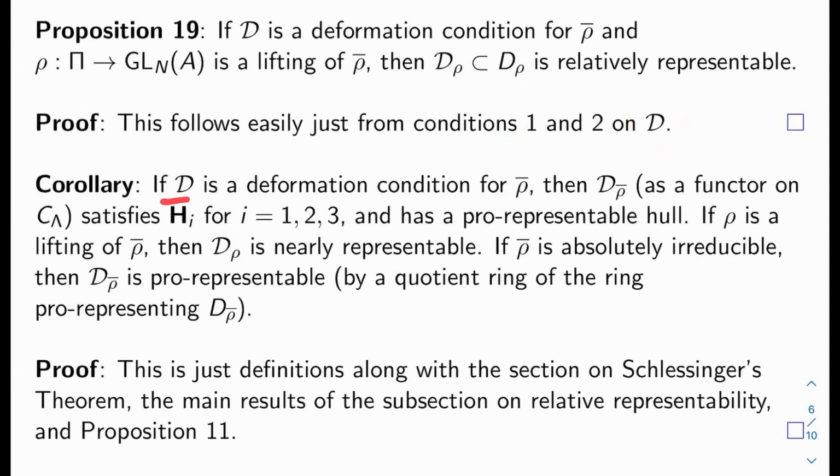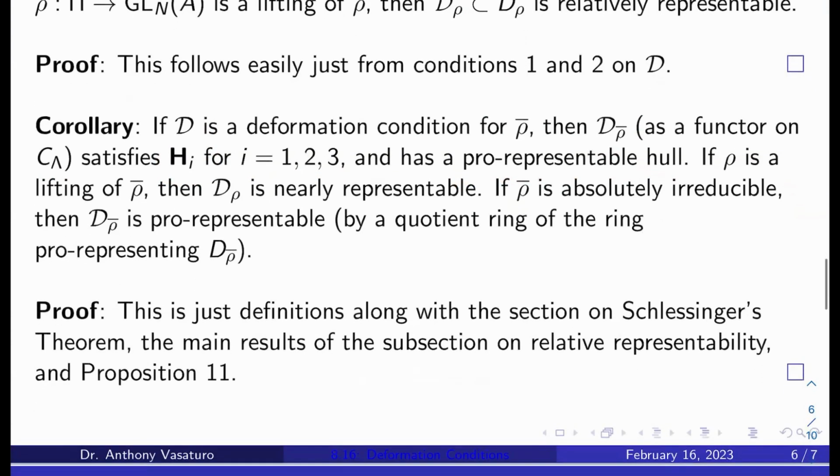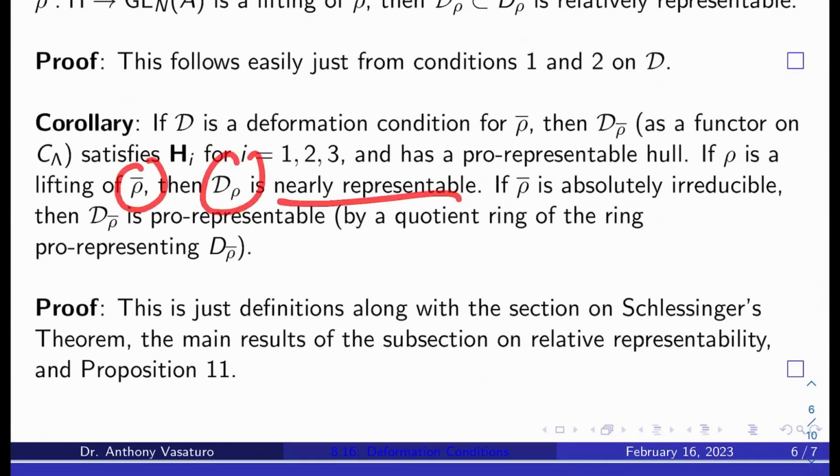Corollary: if 𝒟 is a deformation condition for ρ bar, then 𝒟_ρbar as a functor on C lambda satisfies H_I for I equals 1, 2, 3 from Schlesinger's theorem, so it has a pro-representable hull. If ρ is a lifting of ρ bar, then 𝒟_ρ is nearly representable. Perfect. If ρ bar is absolutely irreducible, then 𝒟_ρbar is pro-representable by a quotient ring of the ring pro-representing D_ρbar. All of this is like, oh, thank God, right? Thank God all this works correctly.